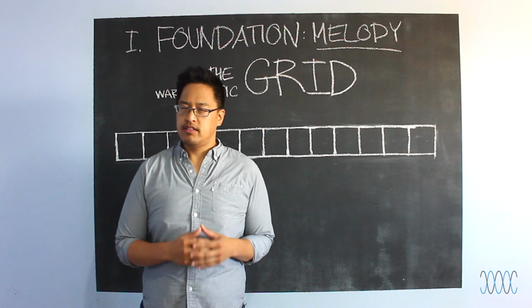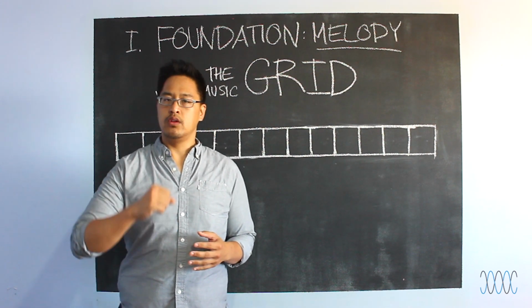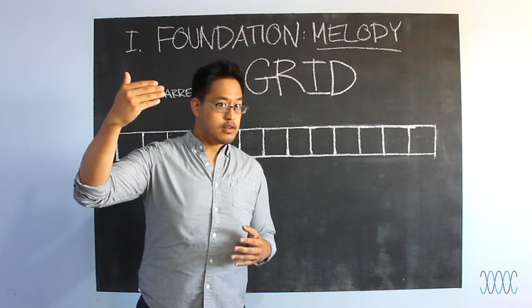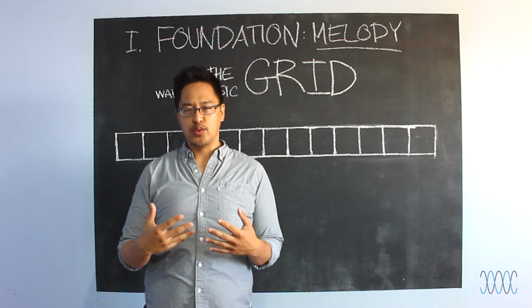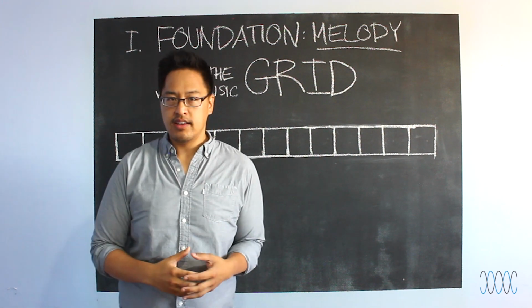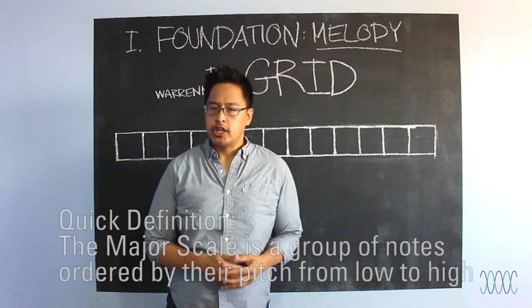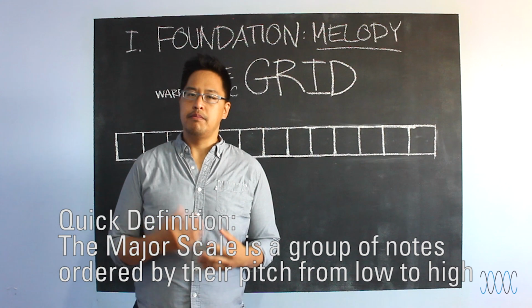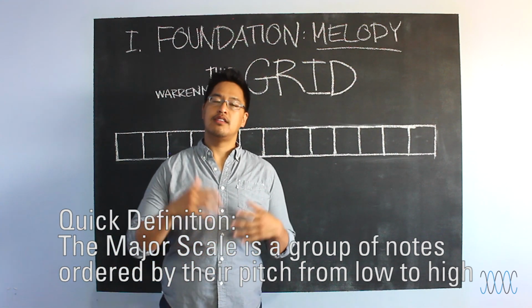Now, more experienced students will know how exactly twinkle, twinkle lands. But for the rest of us, there is a tool that will make placement of a melody a whole lot easier. This is where the major scale comes in. Now, a quick definition. The major scale is a familiar set of notes ordered by pitch from low to high.